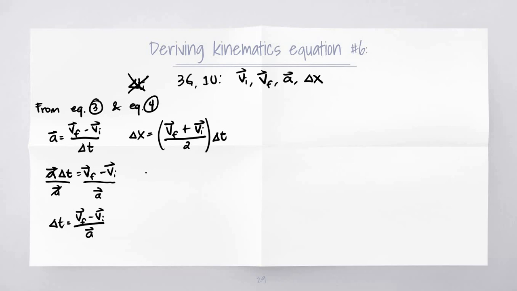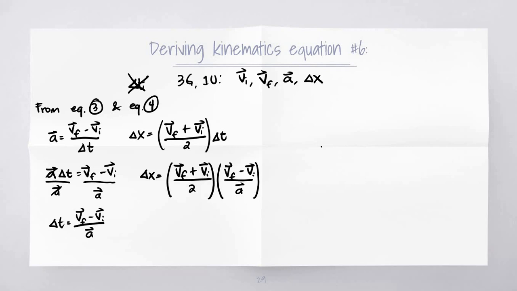So this will then give us delta x is equal to final velocity plus initial velocity all over 2, and then substitute the value of delta t in here. So this will become final velocity minus initial velocity all over acceleration. Alright, so the denominator will be easy to solve. So this will become 2 times acceleration, and then it gives us the answer 2a, or 2 times acceleration.